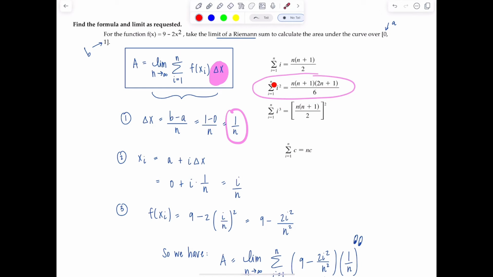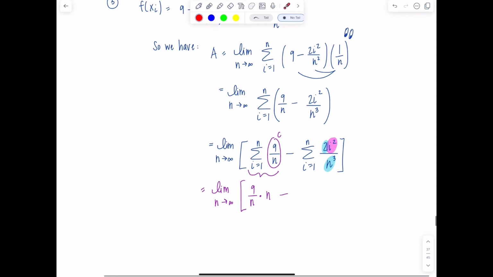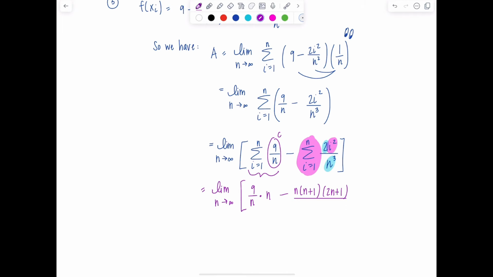So I can basically replace the sigma and the i squared with this entire expression. I'm going to go ahead and do that. Get rid of the i squared and get rid of the sigma. All the stuff in pink goes away, and I'm going to replace it with n times n plus 1 times 2n plus 1 over 6.